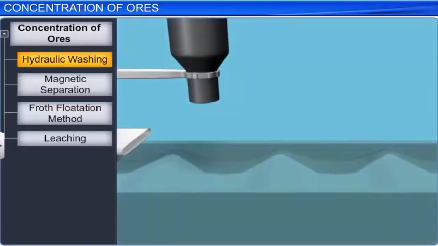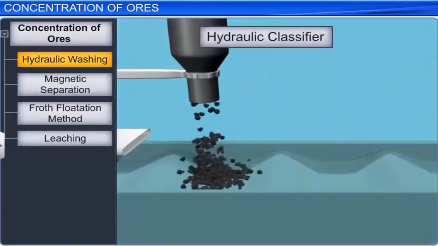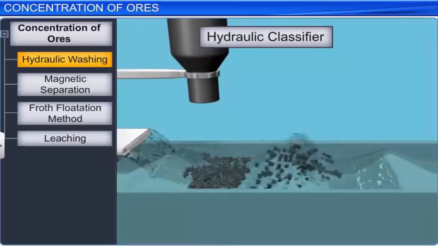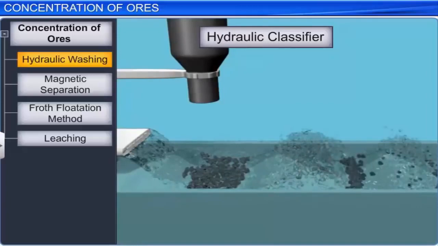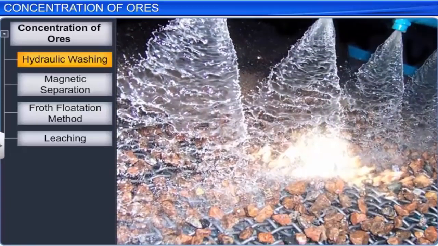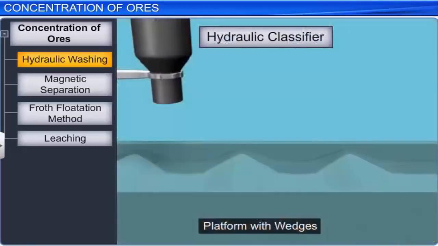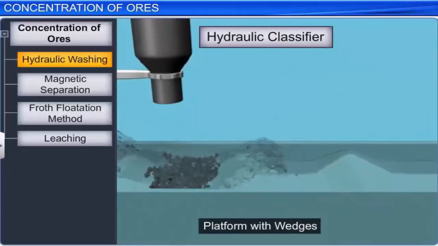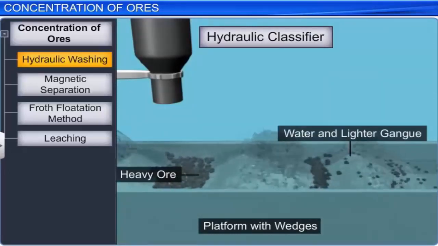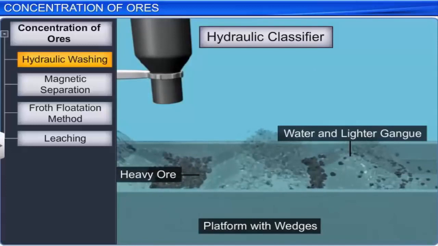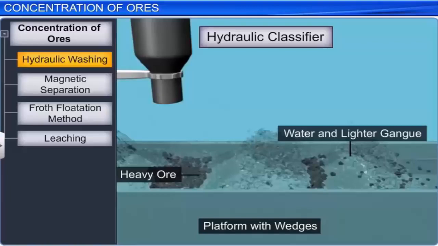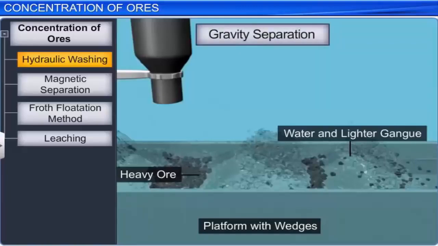The name hydraulic means operated by the pressure created by forcing water or another liquid. Washing ore with water is known as hydraulic washing. Gold mines make use of the hydraulic washing technique. An upward stream of running water is used to wash powdered ore. The lighter particles of the gangue are washed away and the heavier ore is left behind. This technique separates the gangue from the ore using the difference in their specific gravities. It is, therefore, also known as gravity separation.